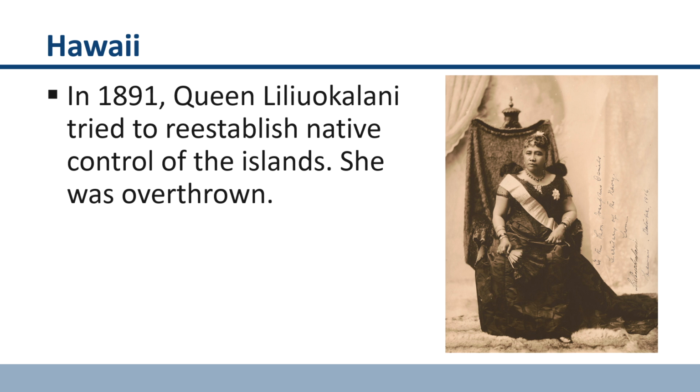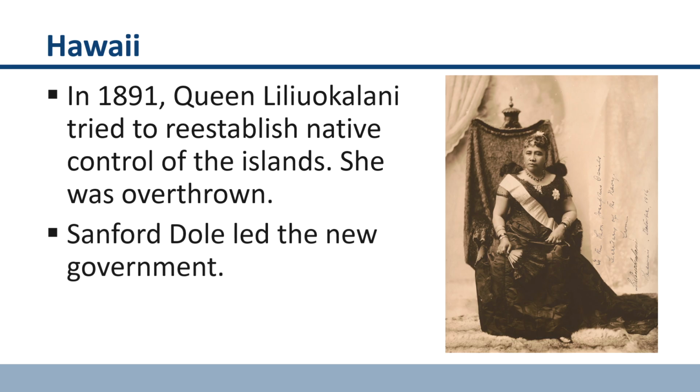She tried to establish native control of the island and limited American power by revoking their voting rights. Yeah, that didn't go over very well. She was overthrown by American businessmen with the aid of the U.S. Marines. Now, one such American businessman was Sanford Dole, who led the new government and asked the U.S. to annex Hawaii. It would definitely help their sugar industry to be considered domestic instead of foreign.